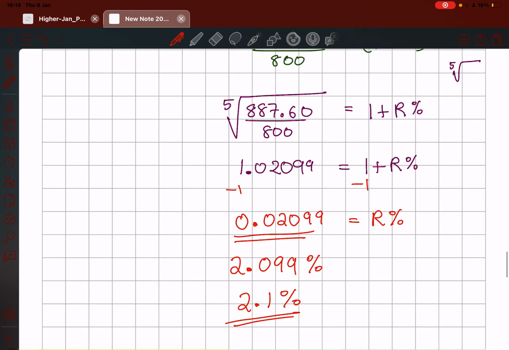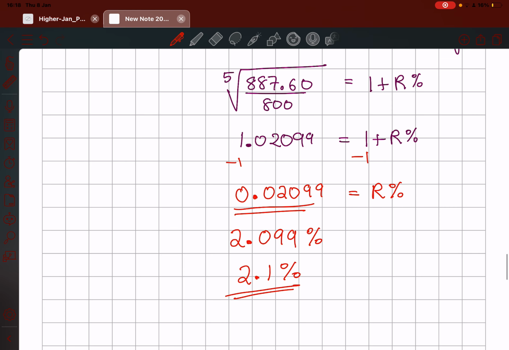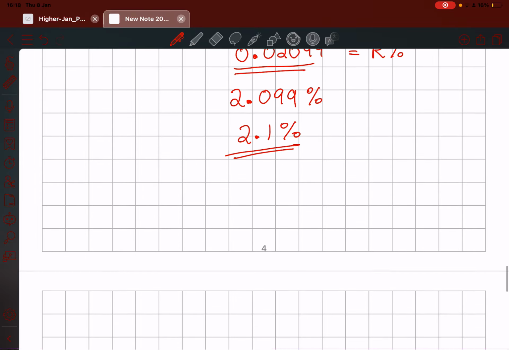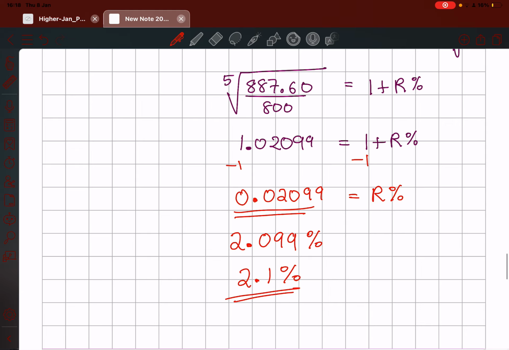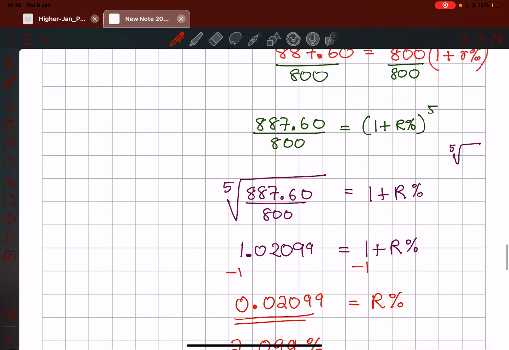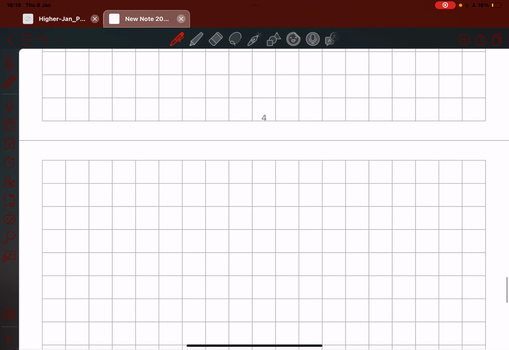And the question says someone claims, is it in between 1% and 2%? No, the answer is no. It is 2.1%, so it's greater than 2%. So yeah, that's the answer. Right. So that's how you can work out the rate or the percentage of a compound interest when it is not given to us. We've got one final question for the day.